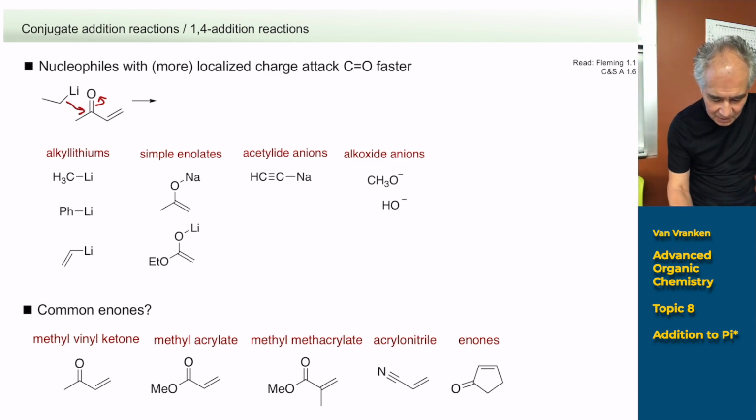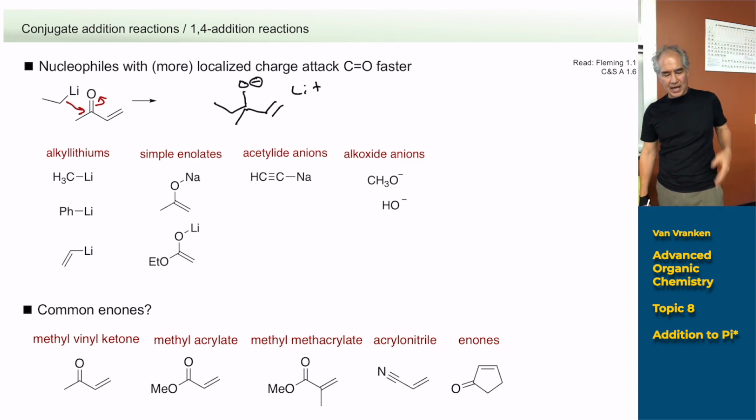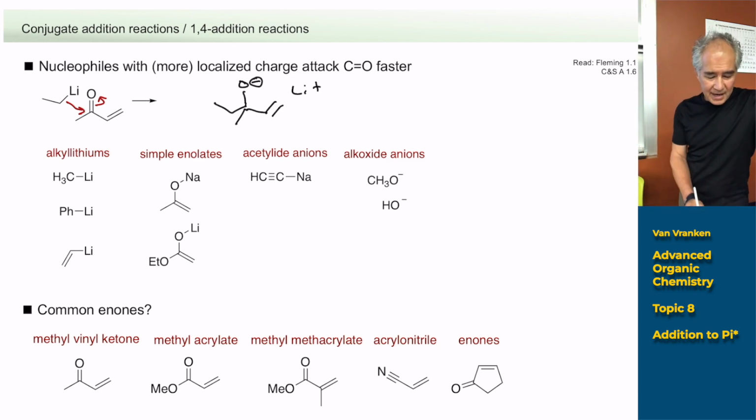So if you make the intermediate in this case, the intermediate would involve just a simple alkoxide intermediate. There's nothing special here. Let me circle that so it doesn't look like a bond. So there's nothing special about just alkyllithiums. So what are the reagents? Any alkyllithium will add to the carbonyl faster. So you take an alkyllithium and you add that to an enone, you're going to get addition to the carbonyl.